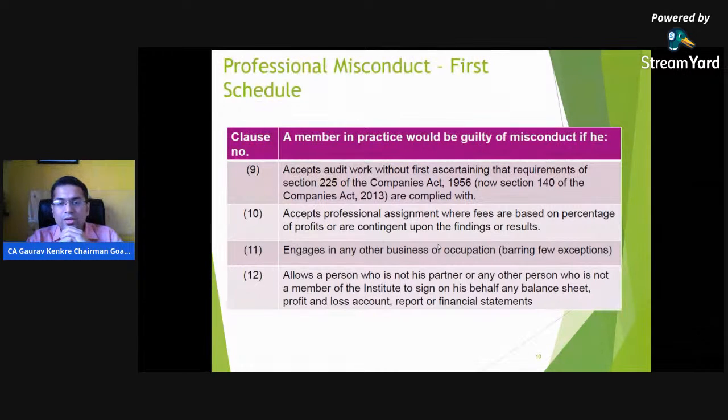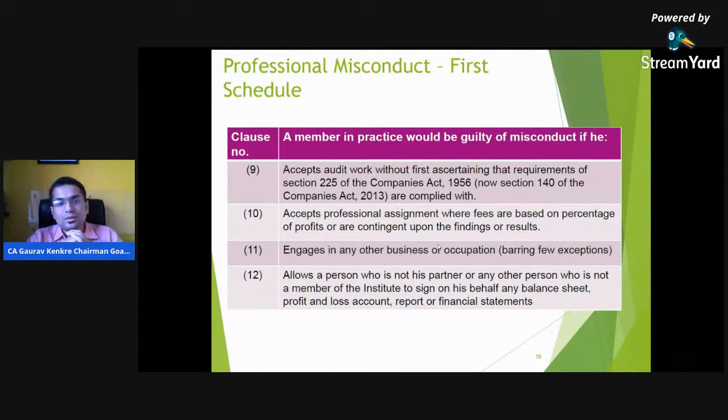Accepts assignments where fees are on a percentage of profits or are contingent upon findings or results. Let me give you an example. What if I take an assignment of valuation of a company and the client says that I will give you 1% of the value which you give me, or some percentage? Naturally, I will be inclined to give him a higher valuation because my fees depend on that valuation. So giving this kind of assignment is completely against the ethics of ICAI.